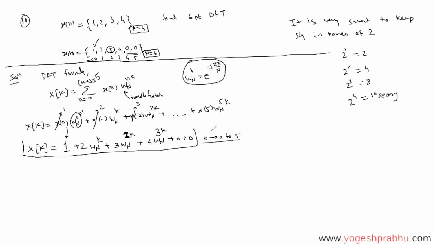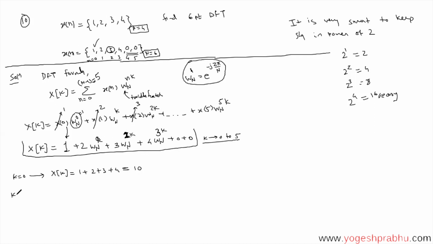Okay. Now, do you understand? k will go from 0 to 5 because n is going from 0 to 5. Yeah. All right. So let's put k equals 0. Now, that's the easy part. k equals 0 is going to give you X of k equals 1 plus 2 plus 3 plus 4 equals 10, because everything will become 0, right? When k equals 0, and W_N to the 0 is going to be 1. Gotcha. 1 plus 2 plus 3 plus 4, and the answer is 10.